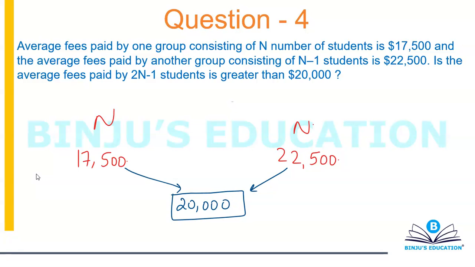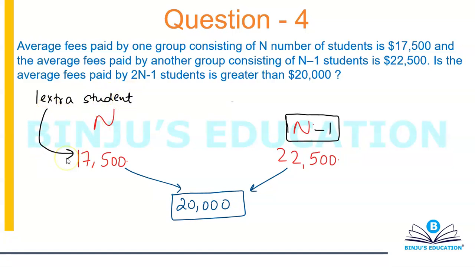But what's the question? You don't have n students paying 22,500. You have n minus 1 paying 22,500. In short, you have one extra student paying 17,500.